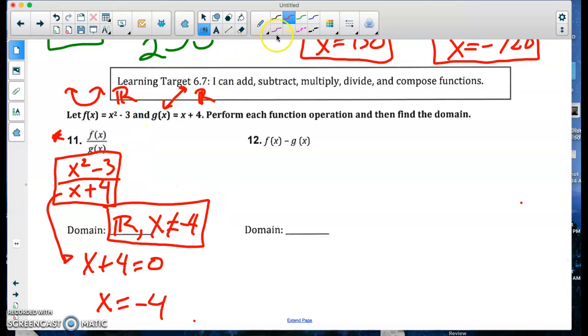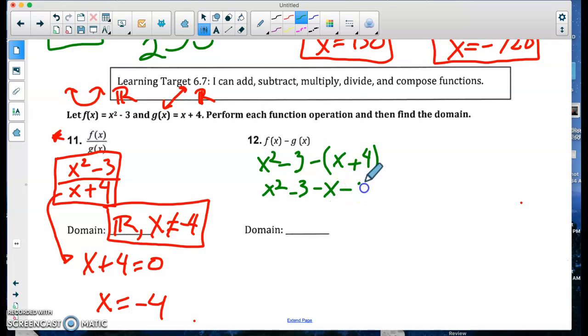All right, our next one says we're going to take our two functions and we're going to subtract them. Do be careful because you're subtracting the entire function. So what that means is I'm going to take the f function. I am subtracting my g function. I'm subtracting the entire thing. So I need to take this negative and distribute it to all of that. So I'm going to have x squared minus 3 minus x minus 4. So that negative went to both of these.